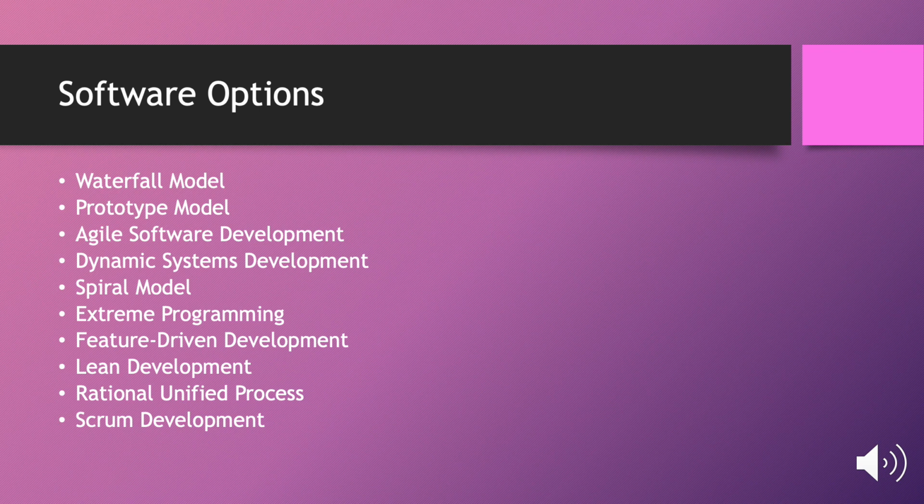Pros of the Scrum development model are that the team makes the decisions. Cons of this model are that it is not good for large projects and needs experienced team members.